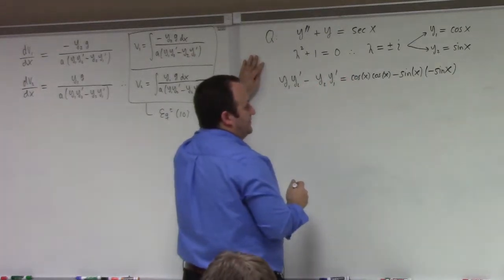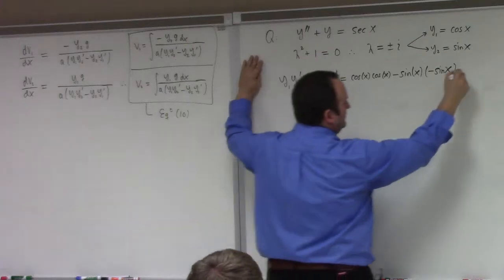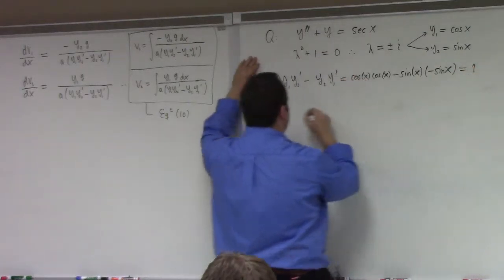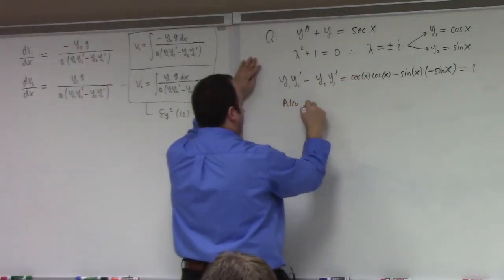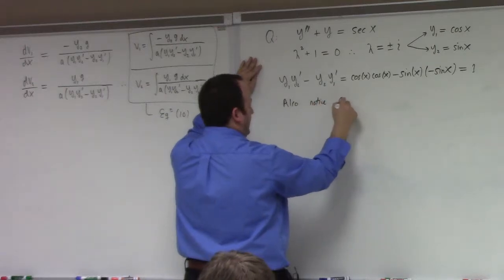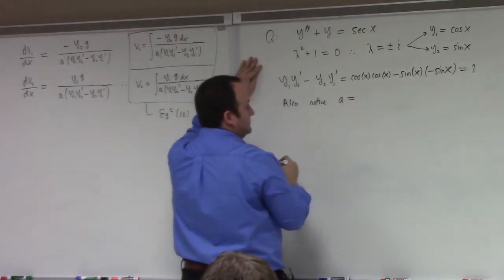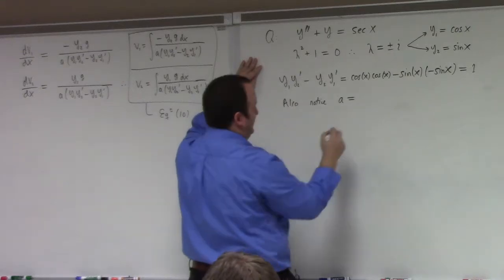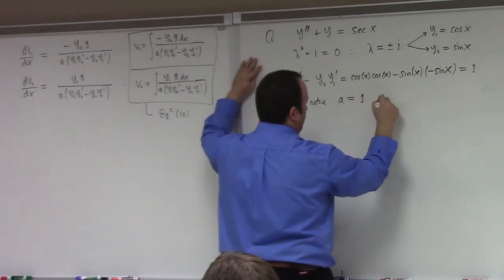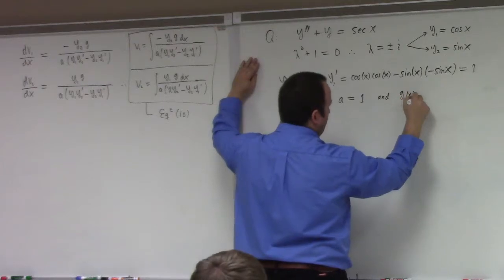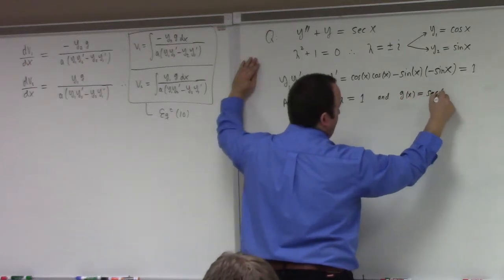Otherwise known as 1. All right. Also, notice A equals 1, right? And what's my G? G of x is secant x. All right.